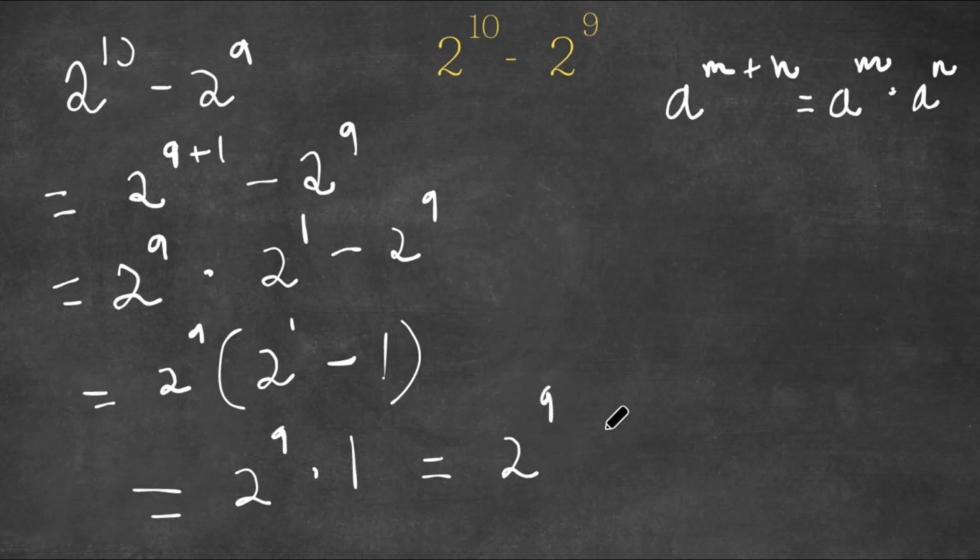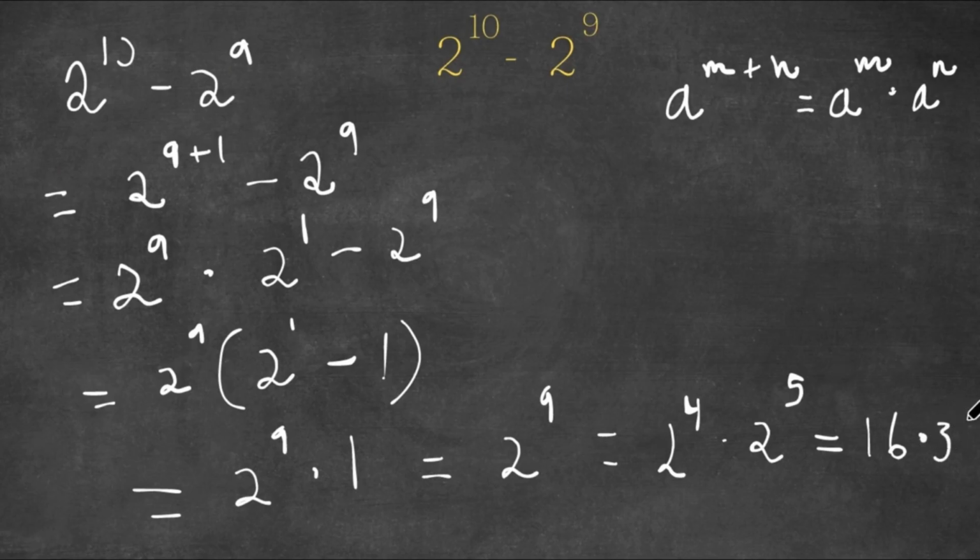Now for 2 to the power of 9, this is equal to 2 to the power of 4 times 2 to the power of 5, because remember, a to the power of m plus n is equal to a to the power of m times a to the power of n. So now 2 to the power of 4 is 16. 2 to the power of 5 is 32. So we have 16 times 32. We have 32 times 16.